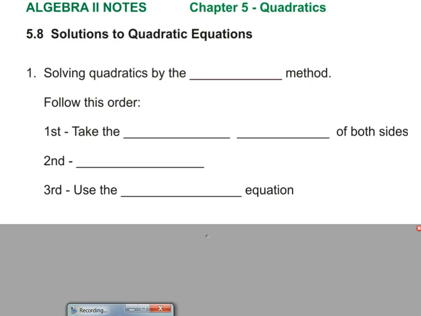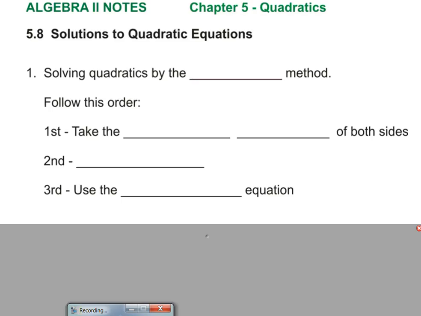Okay, 5.8 solutions to quadratic equation. Basically today's lesson is kind of a review, which is good. We've just come through now the third method of solving quadratics, right? So again, you see a quadratic, something squared, variable squared. You're thinking two solutions, and you're thinking three ways to solve. So two solutions, three ways to solve.